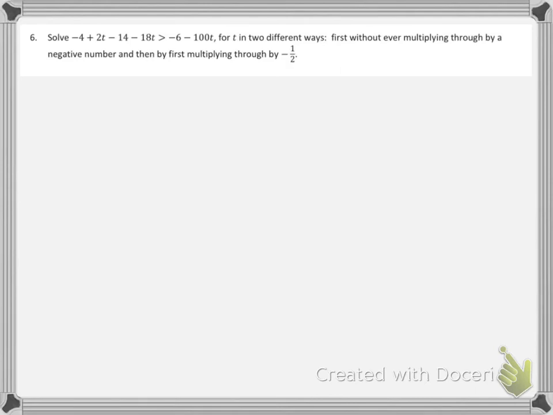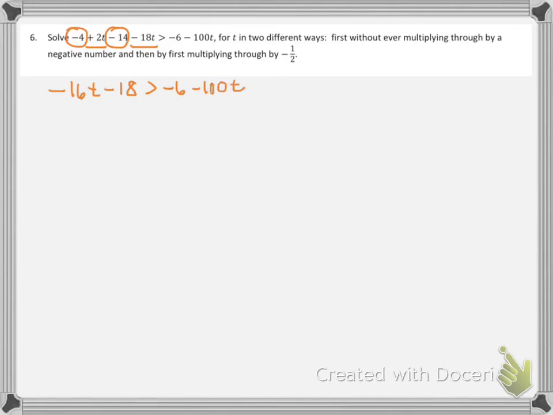So here we go. I'm going to start with this positive 2t and a negative 18t, and I'm going to combine those like terms. That's going to give me a negative 16t. And then also on the left side, I see a negative 4 and a negative 14. I can put those together. That's a negative 18. So negative 16t minus 18 is greater than a negative 6 minus 100t.